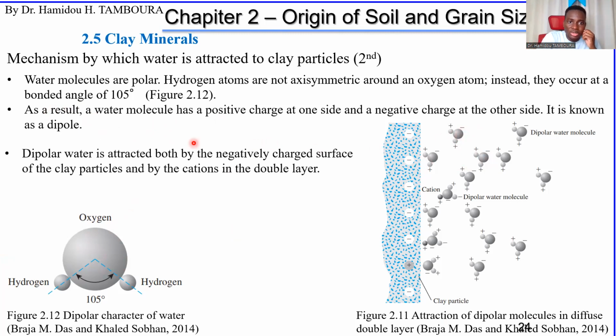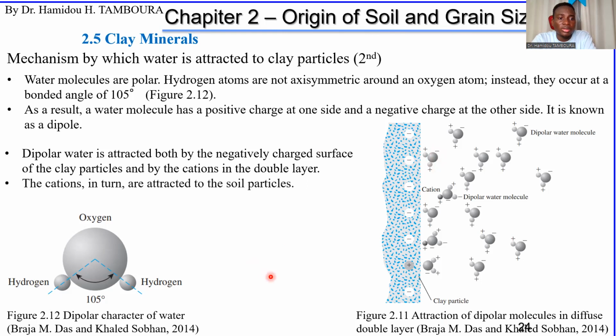So dipolar water is attracted both by the negatively charged surface of the clay particle. Of course, the positive part of water, carried by hydrogen, will be attracted to here, plus and minus attraction. And also by cations in the double layer. We have talked about these cations previously. So the cations will be attracted to the negative part of the water molecule.